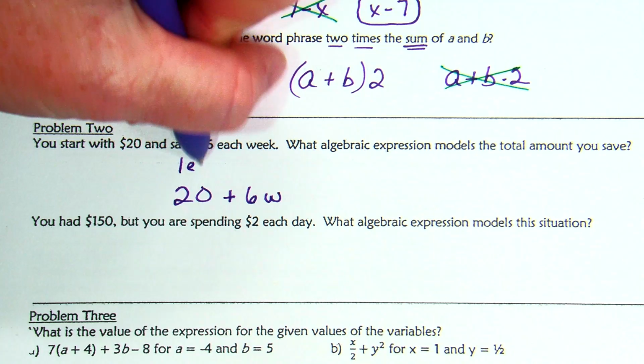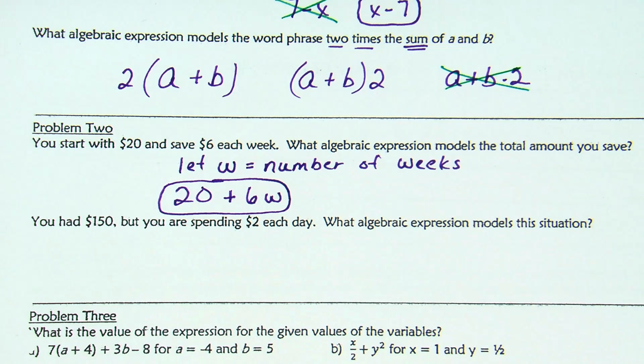Now, is 20 plus 6W the only way we could do this? Obviously someone also said 20 plus 6X, right? That's equivalent. Is there another way to write this, though? How can we rewrite this also? Yeah, could we flip those? Yeah.